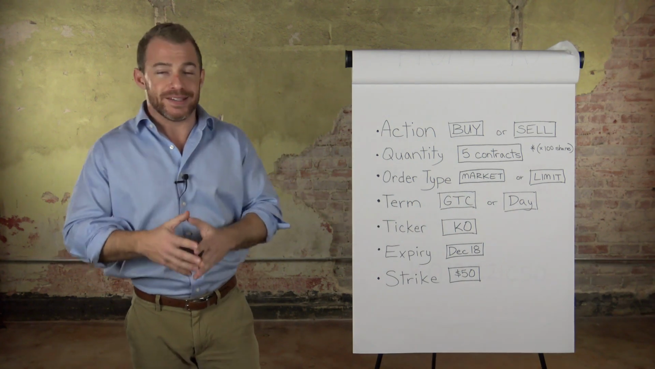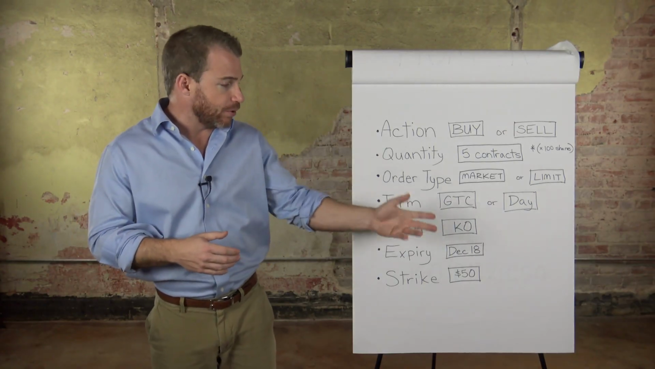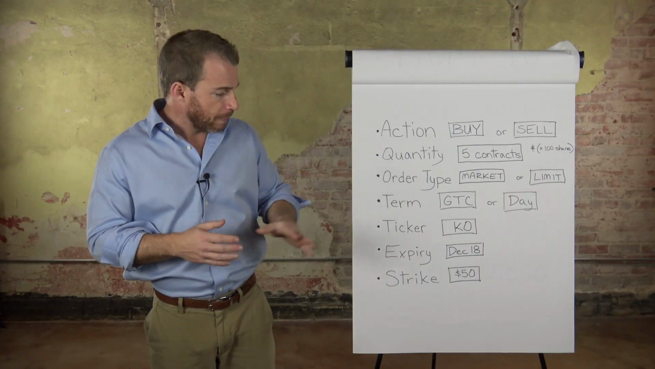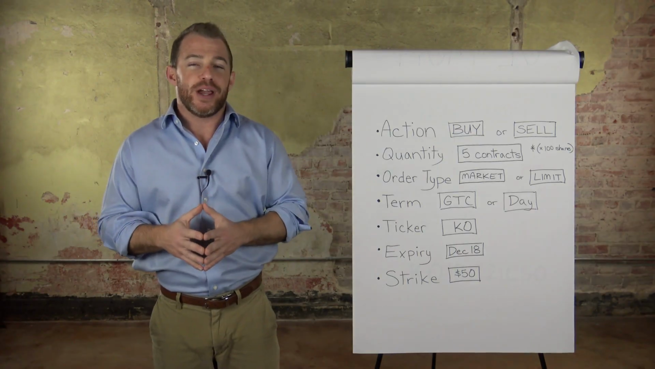Now, the fifth thing is the ticker symbol, obviously the underlying stock that the option is based on. In this example, we use KO, which is Coca-Cola. The next thing is the expiration date. So each of these option contracts has an expiration.